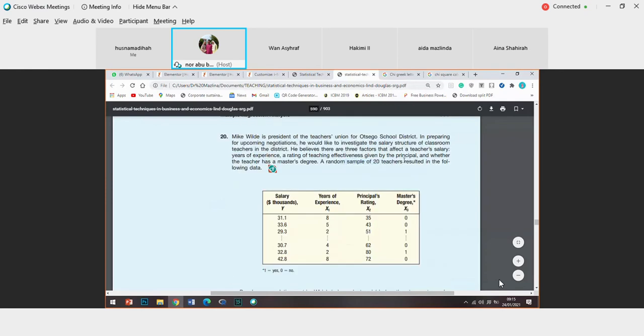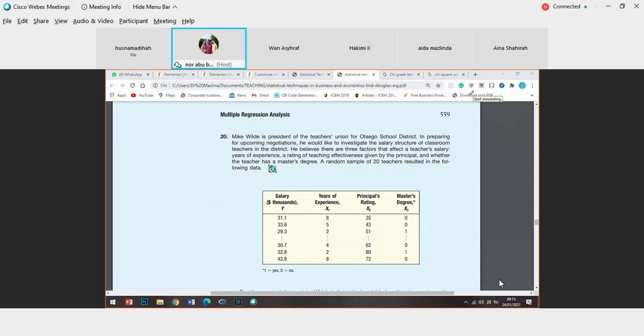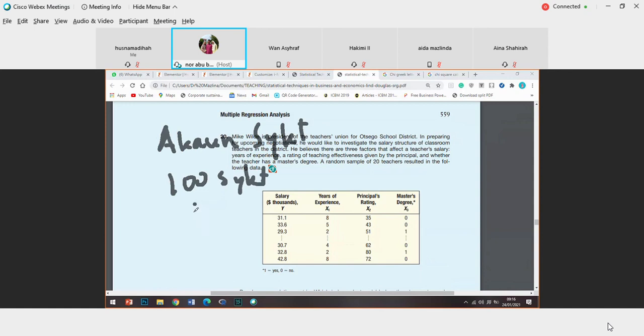Okay? For example, katakanlah kita ada data tentang mungkin awak nak kaji apa awak nak kaji tentang account syarikat kan. Jadi awak ada 100 syarikat. Okay. So you're going to have 1 to 3 sampai 100 data.